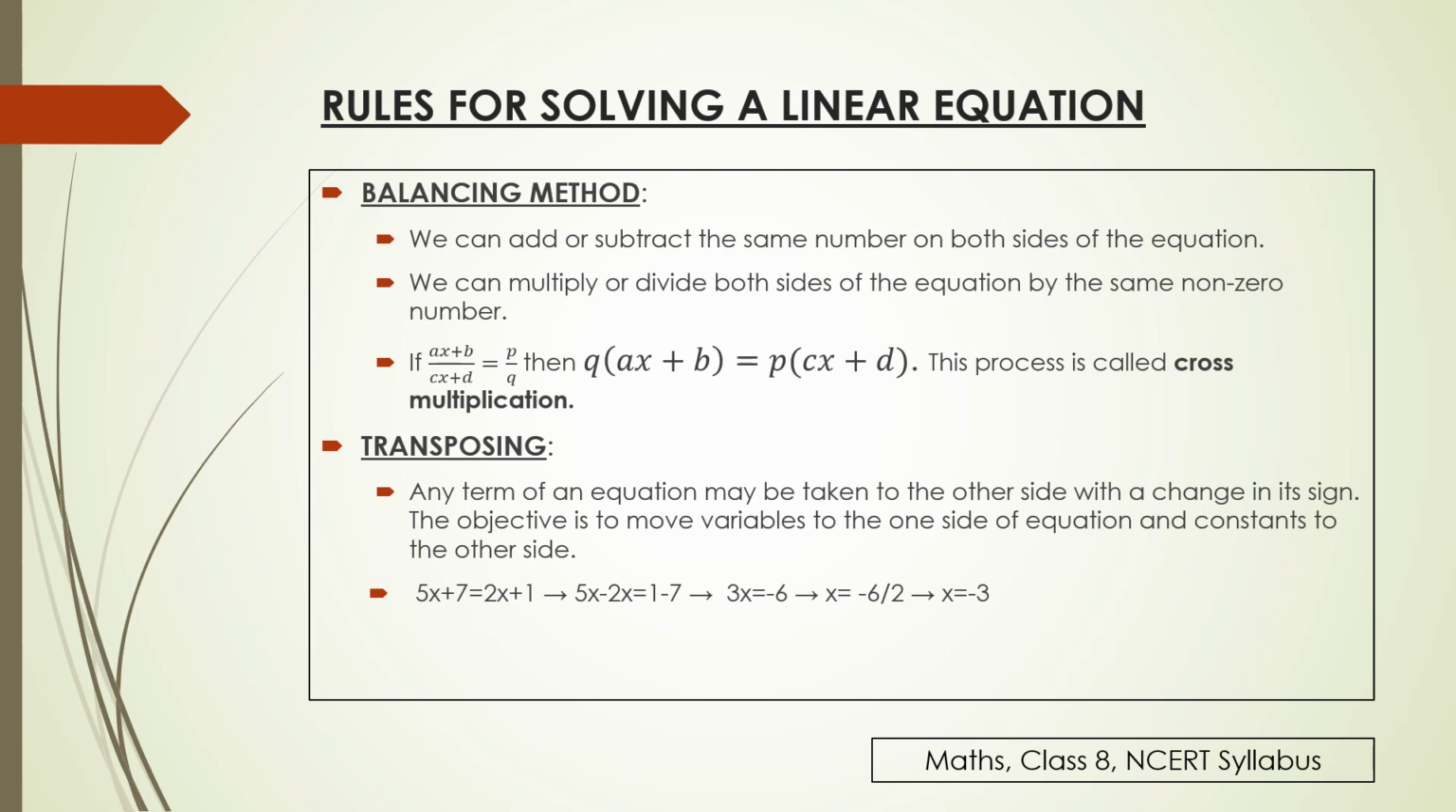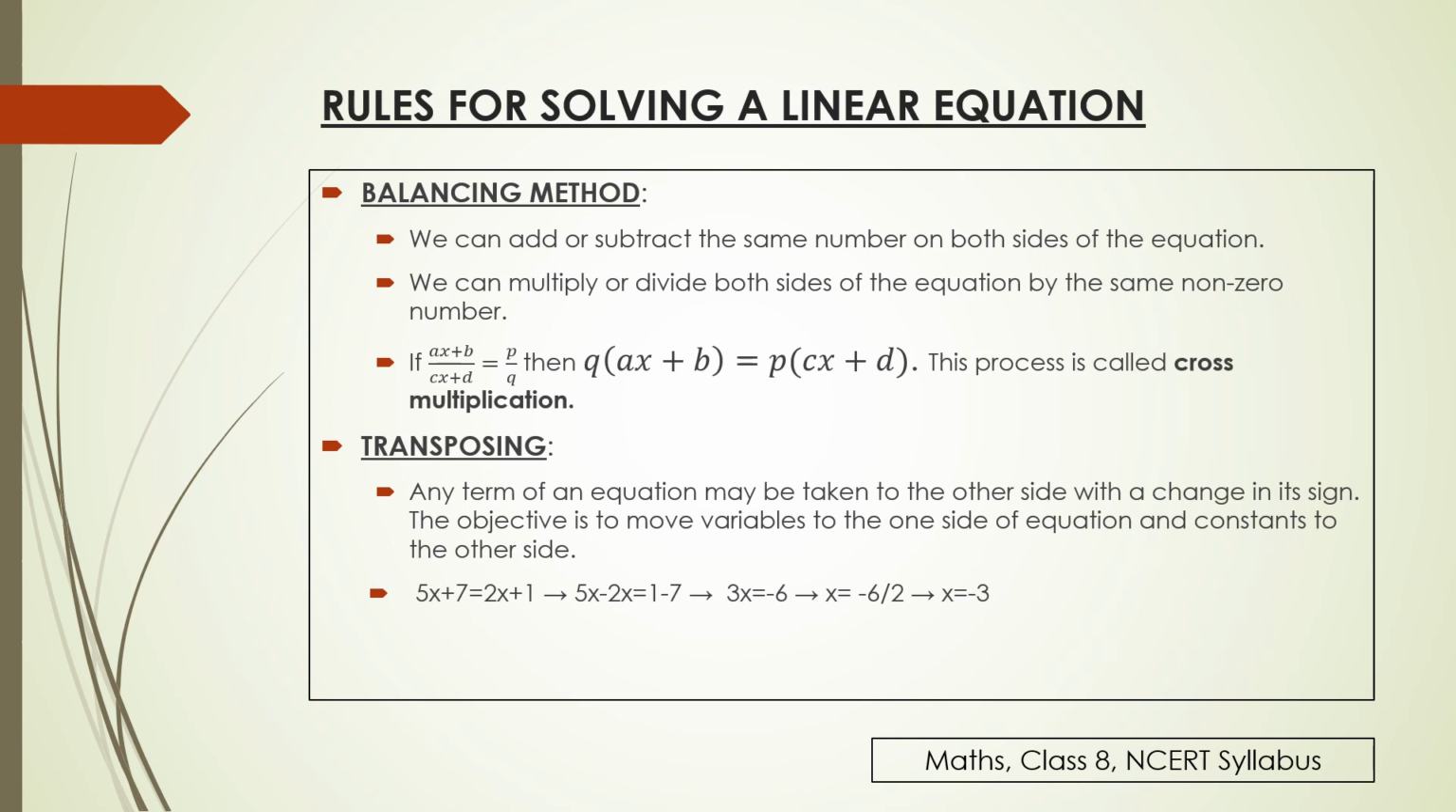Let's first see what is the balancing method. In this method, we can add or subtract the same number on both sides of the equation. Also, we can multiply or divide both sides of the equation by the same non-zero number. If both the sides are in fraction forms, we use the method of cross multiplication. For example, if (ax plus b) divided by (cx plus d) is equal to p by q, then it can be written as q multiplied by (ax plus b) is equal to p multiplied by (cx plus d).